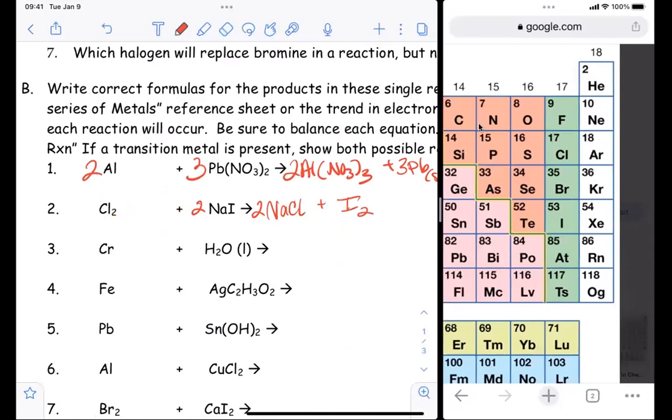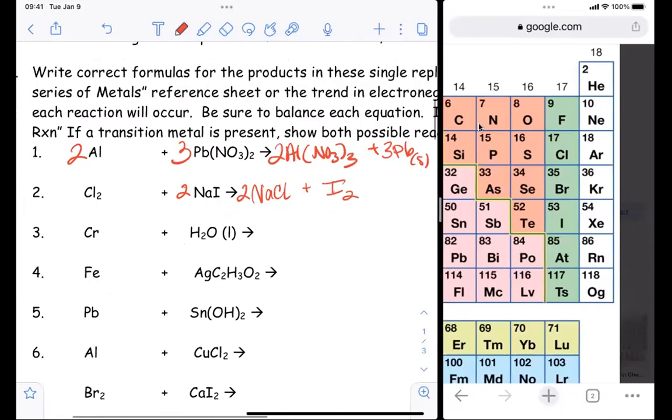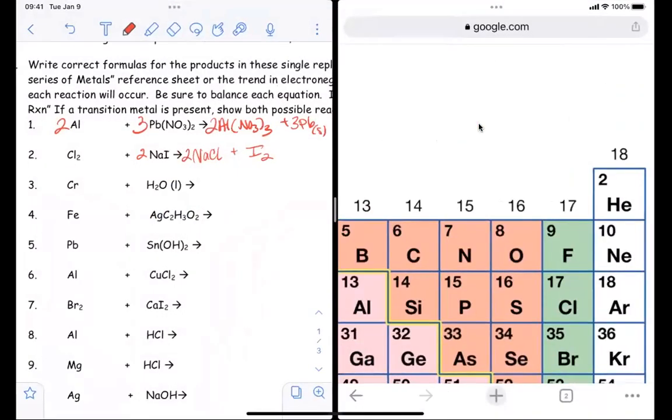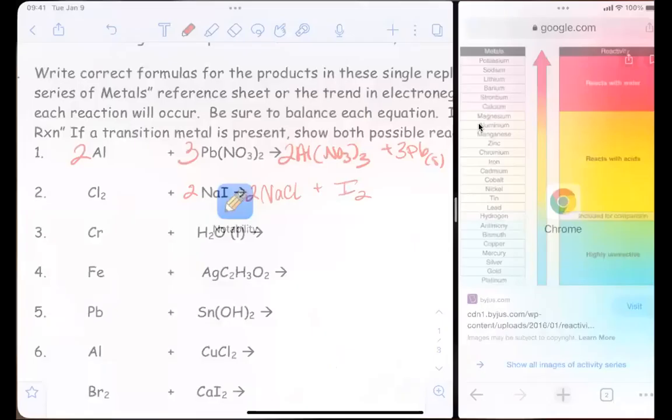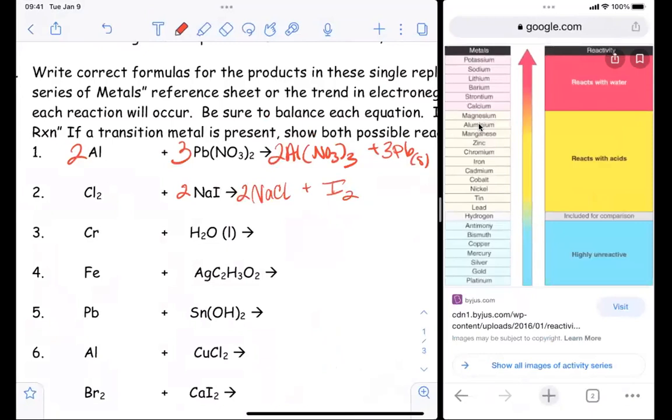Next is chromium plus water. So whenever you have a metal plus water, you're going to look at if the metal is going to replace the hydrogen. There we go. My brain is really running on empty today. All right, so we go to the activity series and we see chromium is right about the middle of the yellow section, in between zinc and iron. You see hydrogen is all the way down just before lead. So because chromium is above hydrogen in the activity series, it will replace it.